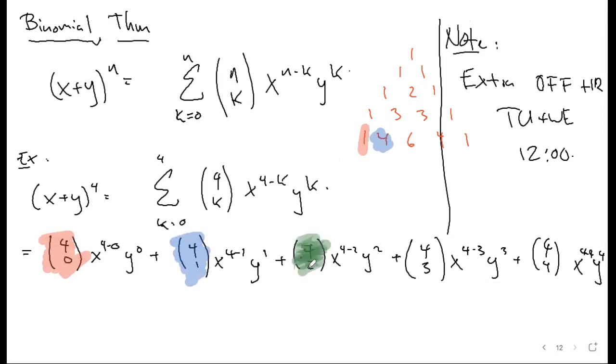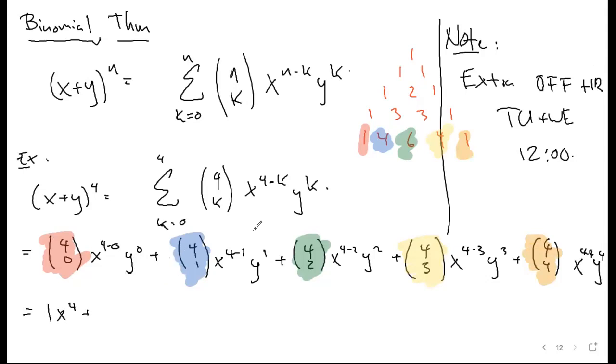4 choose 2 will be 6. 4 choose 3 is 4. And 4 choose 4 is 1. So when you plug everything in, you get 1 x to the 4. Y to the 0 is just 1, so I'm not gonna write that.